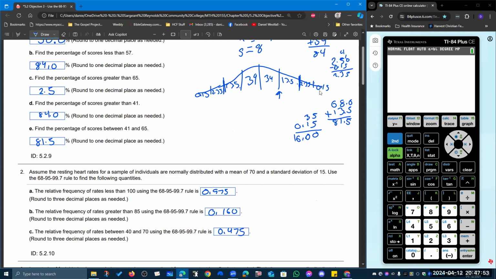And then we have this last one, which was between 40 and 70. 40 was 2 standard deviations to the left. 70 was right in the middle. So it was 34 plus 13.5 is 47.5%. And that's it.